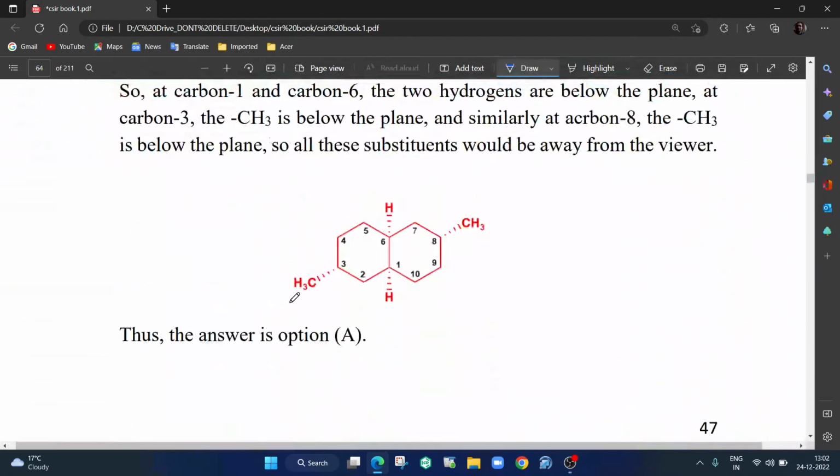So you are having both this CH3 and this CH3 away from the plane, away from the viewer, and this hydrogen away from the viewer because it is a cis alkane. Thus the answer is option A.